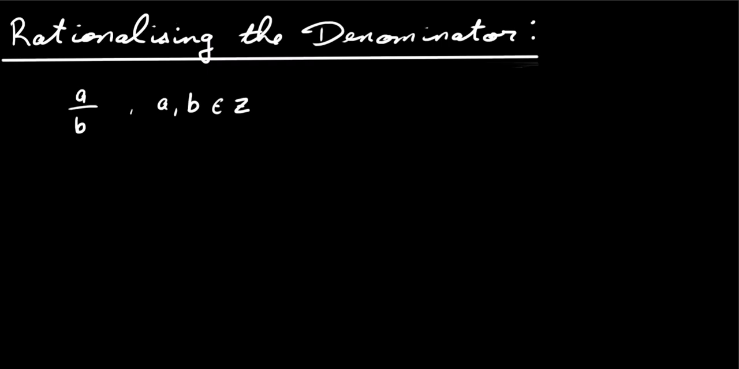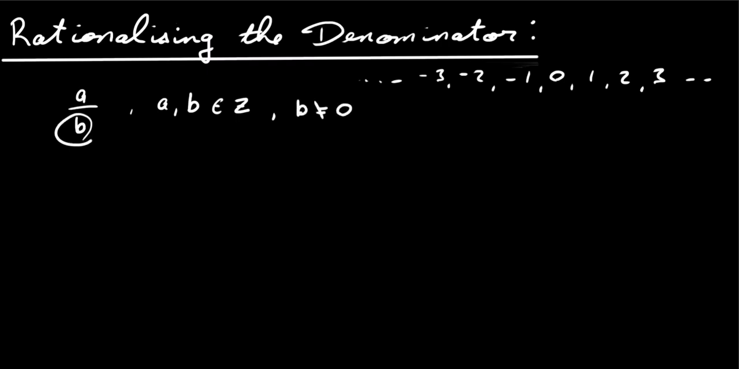So they're numbers like -3, -2, -1, 0, 1, 2, 3, and they go on forever in both directions. But b cannot be equal to 0. You can't divide by 0. You can't have a b or a denominator as 0. So any number that can be expressed as a fraction is a rational number.